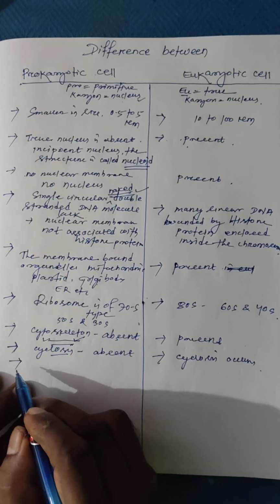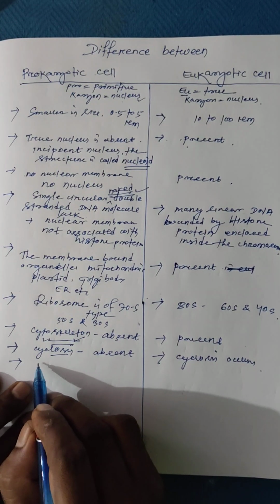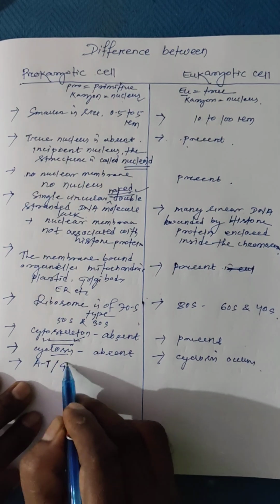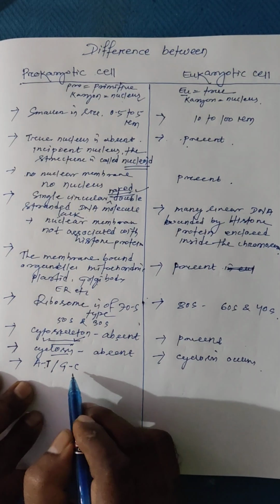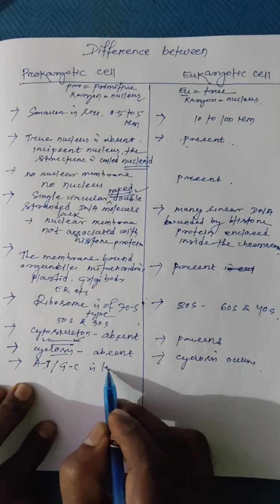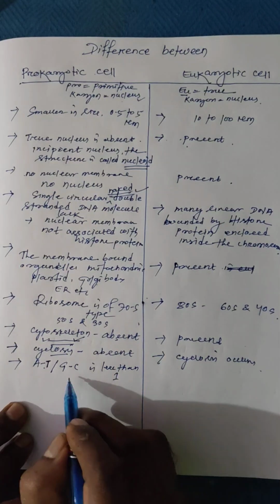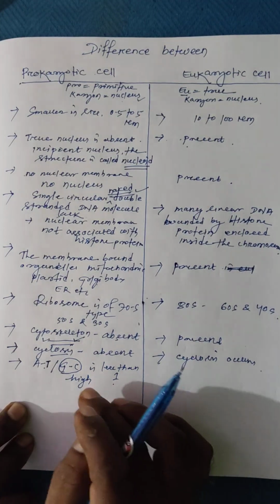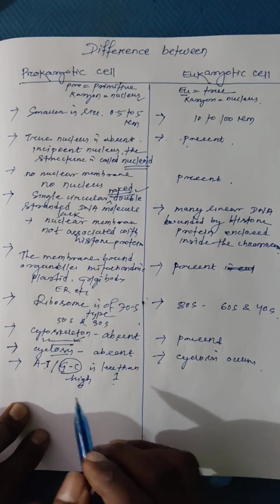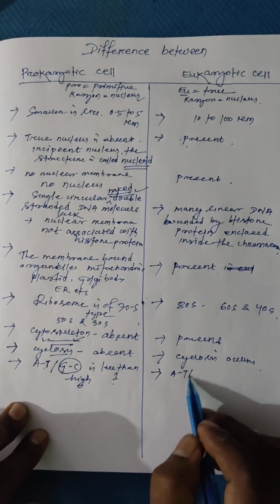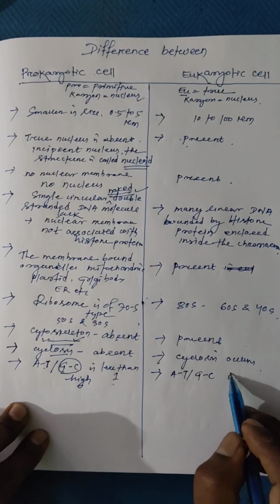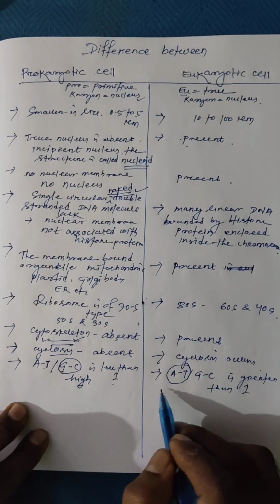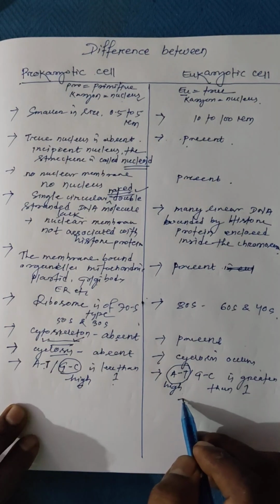And about the chemical composition of the DNA. We know the DNA is made of nucleotides. We find AT base pairs and GC base pairs in DNA. The AT to GC ratio is less than 1 in prokaryote. If the ratio is less than 1, the GC content is high. So in prokaryotic DNA, the GC pairing is high, and in eukaryote, the AT to GC ratio is greater than 1. Greater than 1 means the AT content is high in eukaryotic DNA.